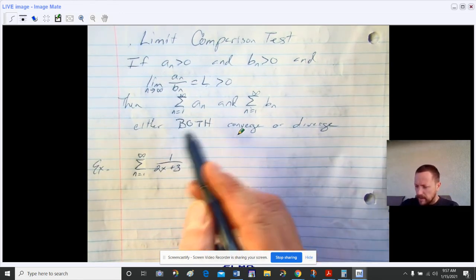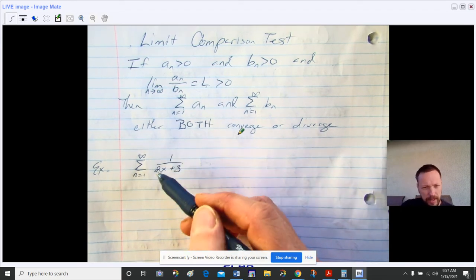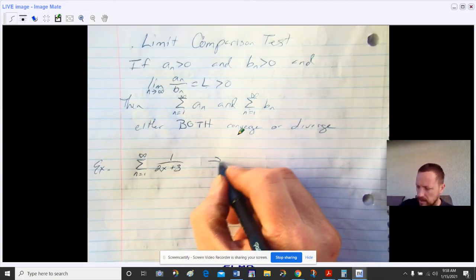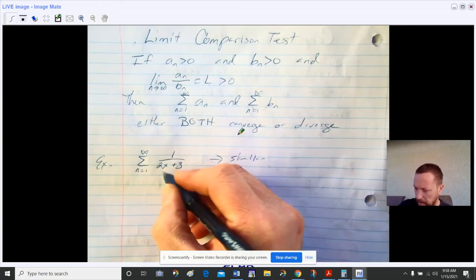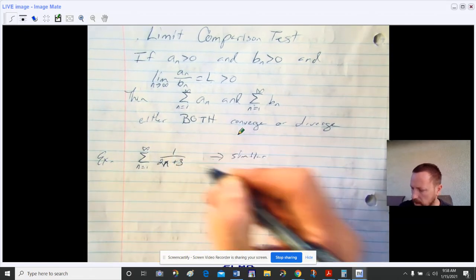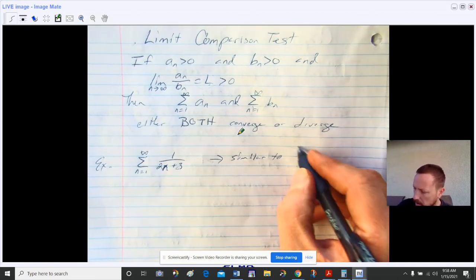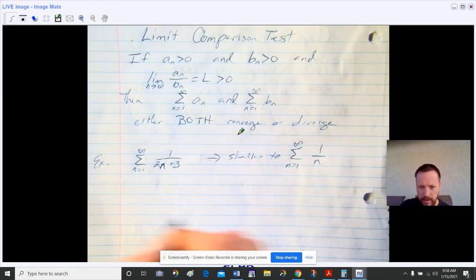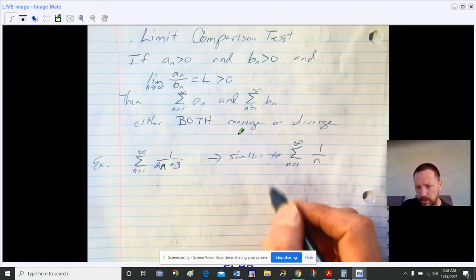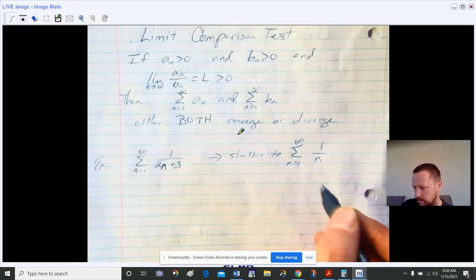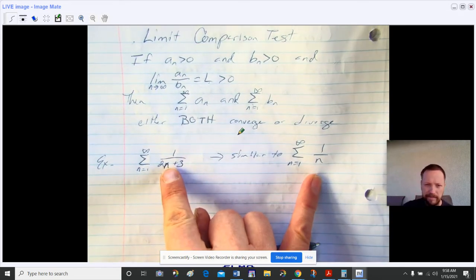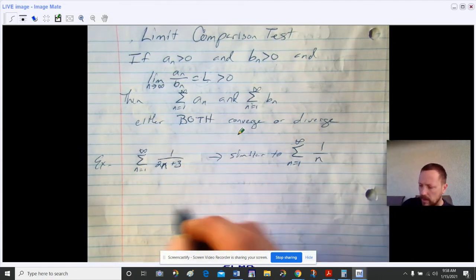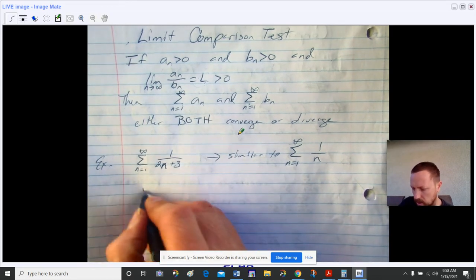So now this one right here. We look at this and we're like, okay, well, what is it similar to? This is similar to 1 over n, because they're both linear in the denominator. And so you're like, okay, does it really matter which one's a or b? No, it doesn't matter, and I'm going to show you why it doesn't matter.